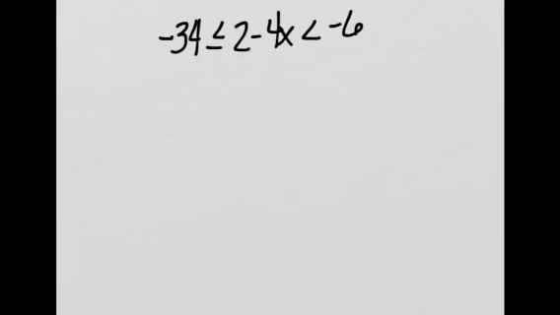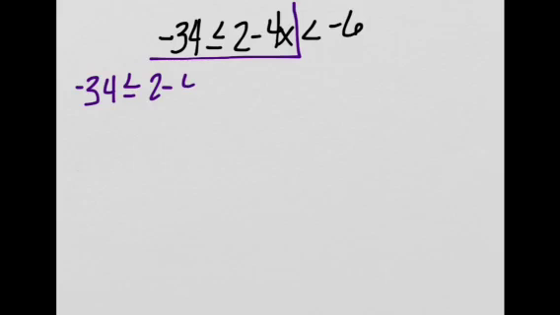There's 2 different ways to solve this. Number 1 is splitting them up. So negative 34 is less than or equal to 2 minus 4x. And then split it up this way. 2 minus 4x is less than negative 6.